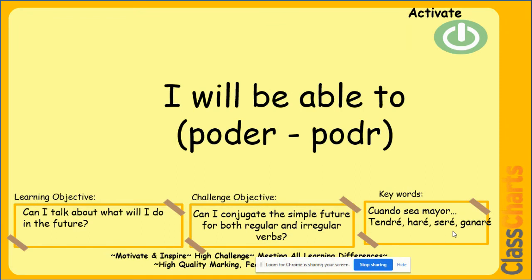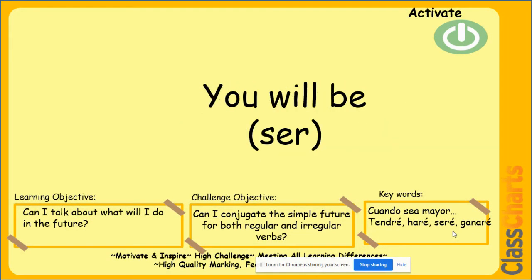I will be able to. So this is our first irregular. We're going to practice again. So poder is the infinitive. Podr will be the irregular stem. So I would say I will be able to. Remember, we're always using the same verb ending. Podré. Muy bien. Okay. You will be. So you now have to look at the you ending, okay? Serás. Actually, that is incorrect. It will be serás. Okay?